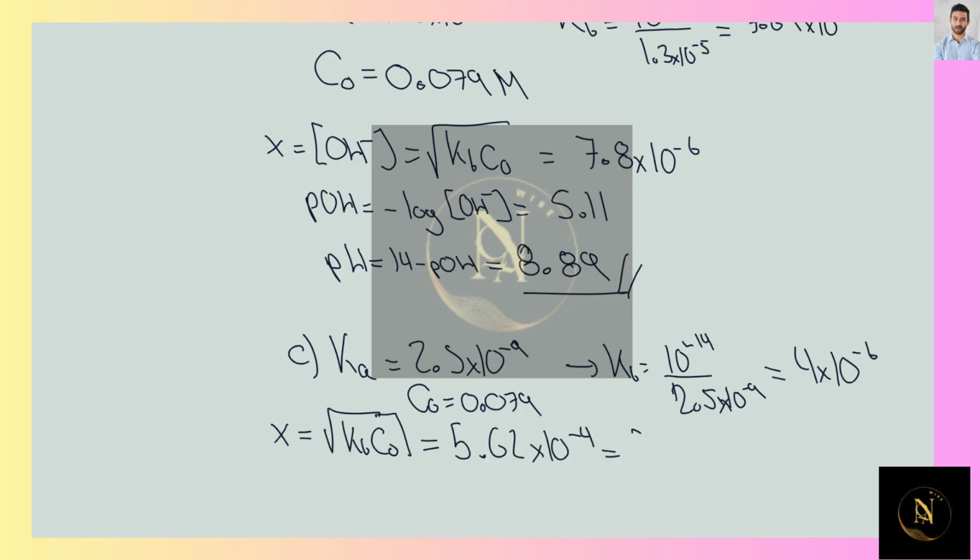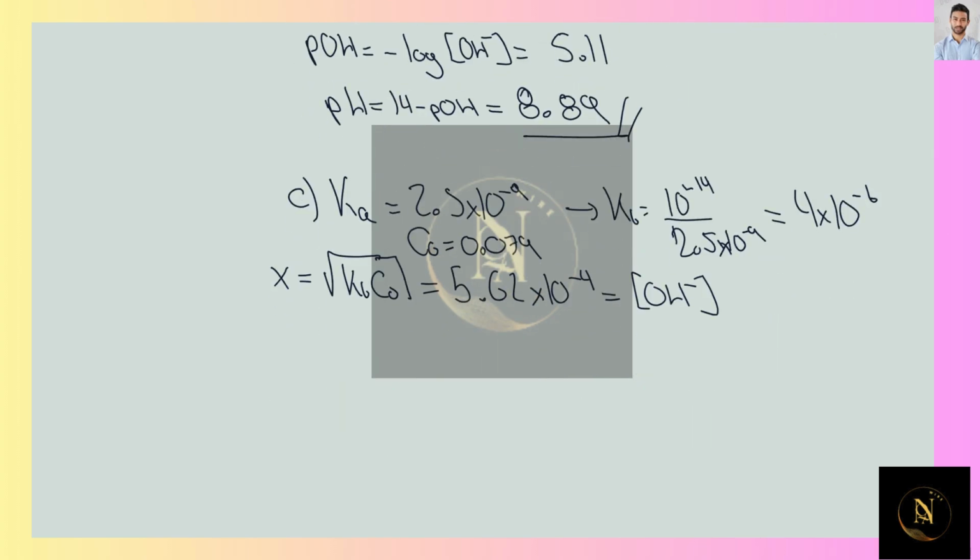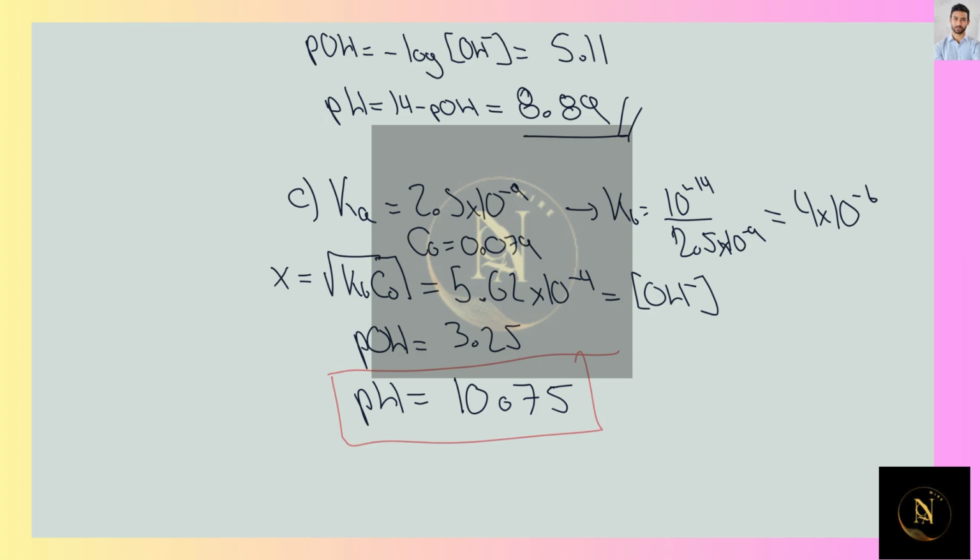And this is the concentration of OH minus. So the pOH is 3.25, and the pH would be 10.75. And these would be the final answers. This would be for B, and this would be for C.